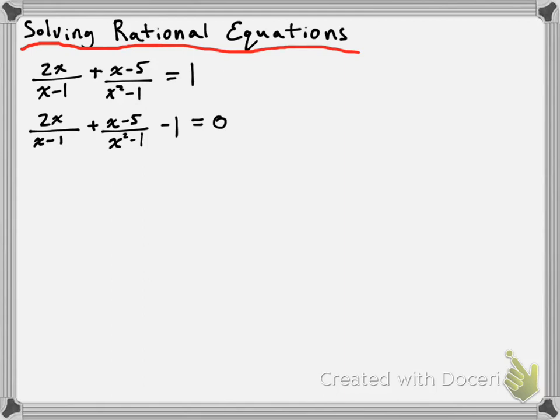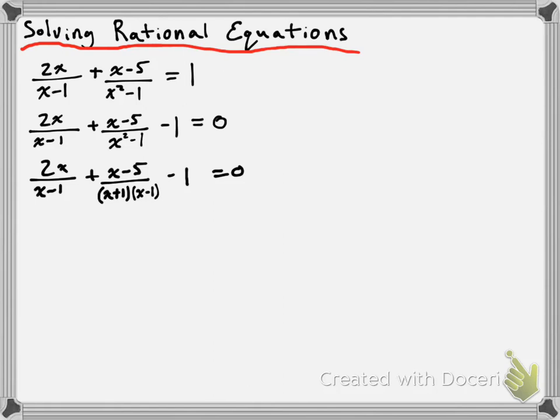And it's easiest to find a common denominator once everything's factored, at least all the denominators are factored. So why don't we start by factoring? So we can't factor the first rational expression. The second one, we can factor the denominator into x plus 1 times x minus 1. Okay, so that's fully factored.